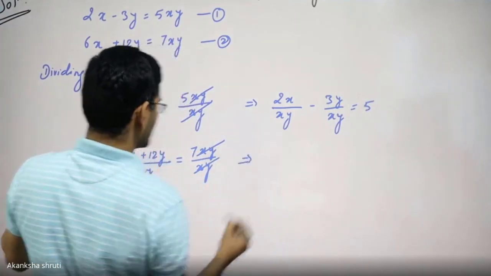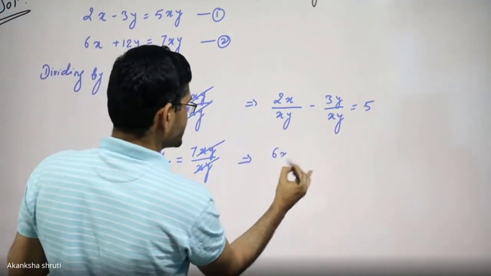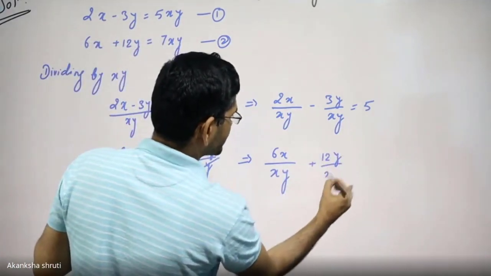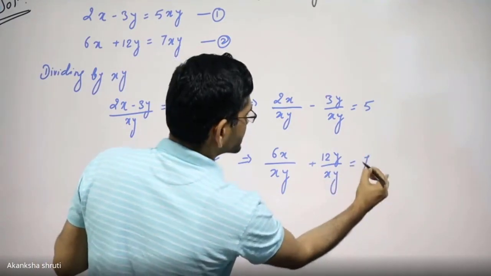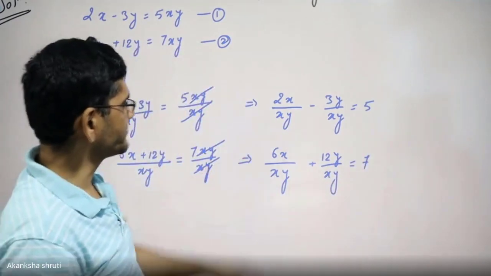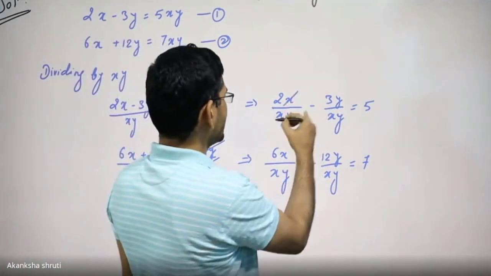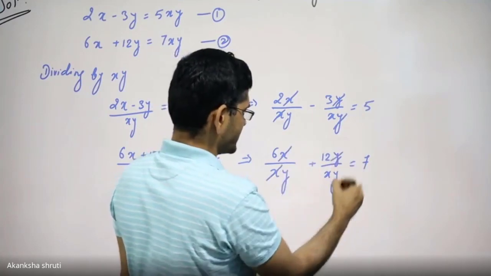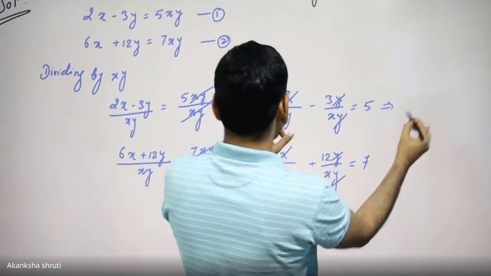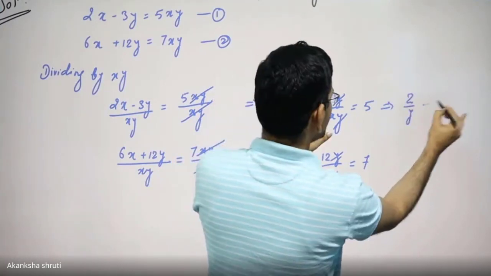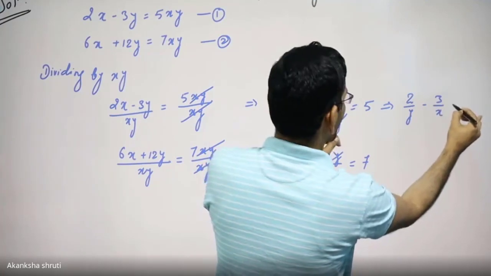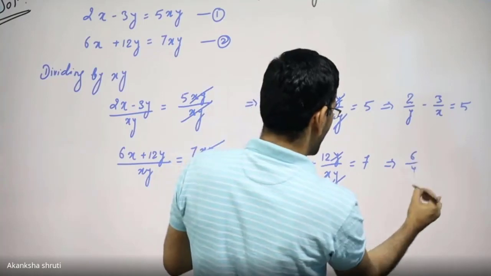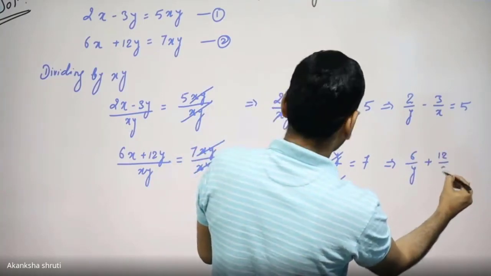And the second equation is going to give us 6x by xy plus 12y by xy equals the right hand side, 7. Now again simplify: here x and x will get cancelled, and y and y will get cancelled. In equation 2, this x will get cancelled, and this y will get cancelled. What we are getting: equation 1 is going to give us 2 by y minus 3 by x equals 5, and equation 2 is going to give us 6 by y plus 12 by x equals 7.